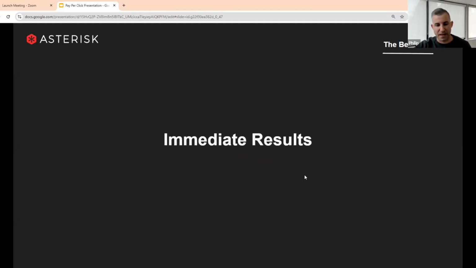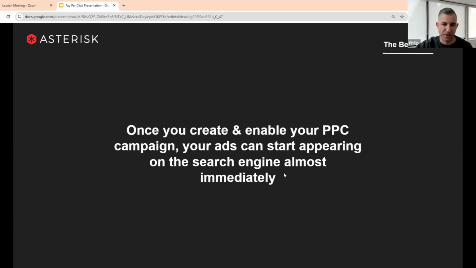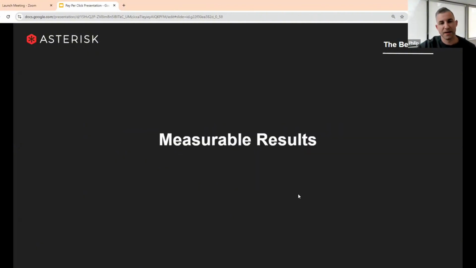And then, as I said previously, you can get results really, really quickly. Once you enable your campaigns, they can start appearing within an hour or so. So it's very, very quick, where your ads can start appearing at the top for the keywords that you choose. Obviously, it's somewhat dependent on competition and all that kind of stuff, but it can be quick. And then again, it's very measurable.